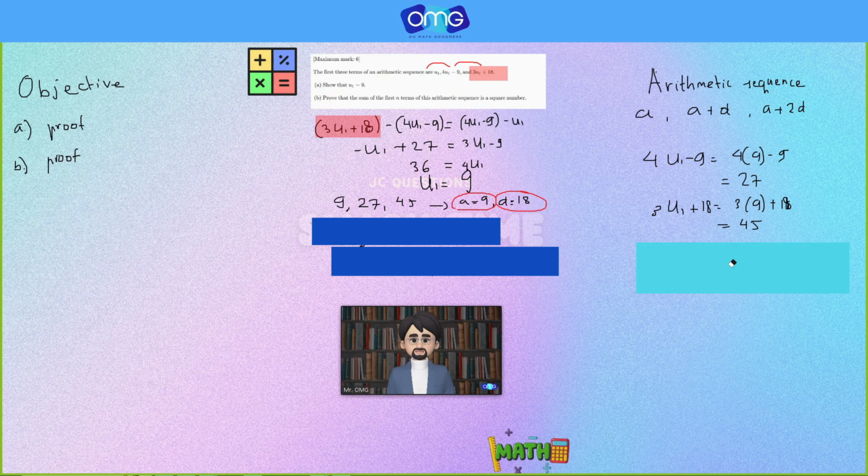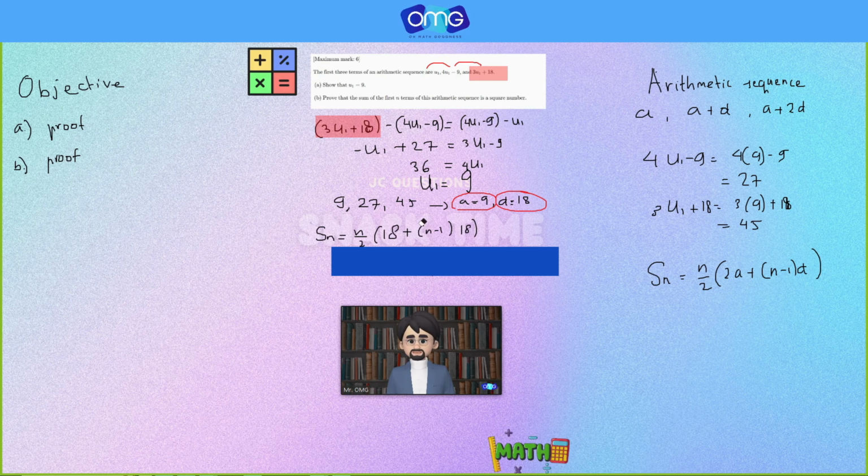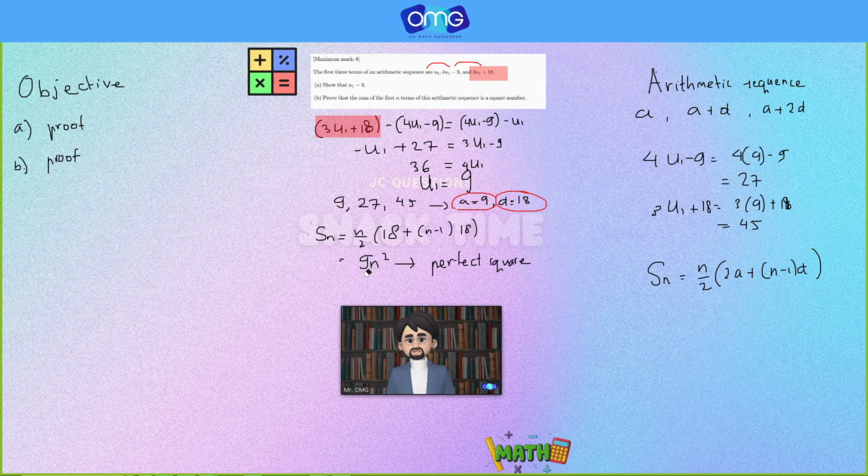What is the formula for the sum of the terms? Sn equals n over 2 times (2a plus (n minus 1)d). We substitute a and d, which we already know, and after we simplify, we get 9n squared. 9 is a perfect square number, and n squared is also a perfect square number. This proves that Sn is always a perfect square number, and that's the answer.